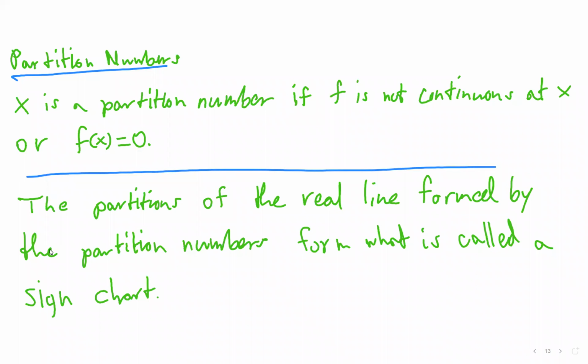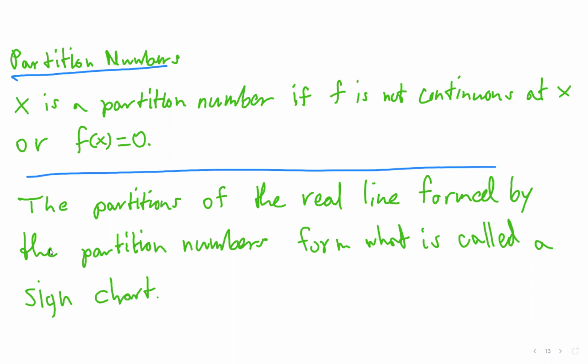All right, so now we're going to be talking about partition numbers and sign charts. This one should be pretty short, but we're going to be looking at how to find partition numbers. A partition number is found in areas where f is not continuous, or if f of x equals 0. Anywhere the function isn't continuous or it is equal to 0, that would be called a partition number, which we will use later on to help define the sign chart.